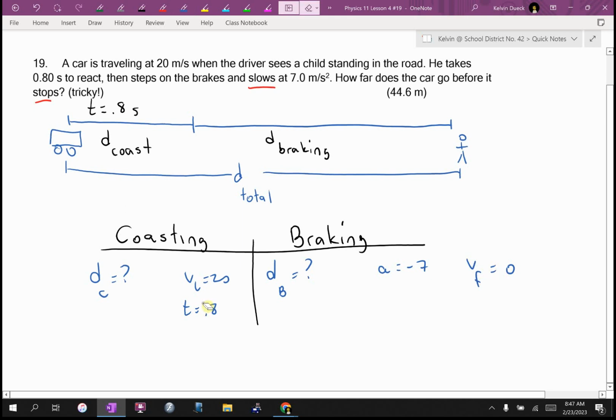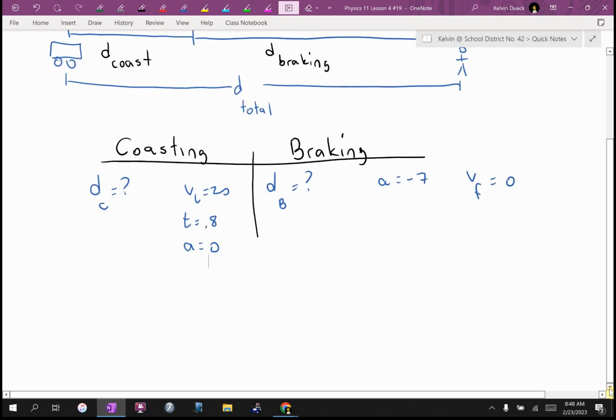How many things do I know in the coasting column? 2. I need 3 to find the 4th. How many things do I know in the braking column? 2. I need 3 to find the 4th. Well, there's one more thing. While I'm coasting, I'm not speeding up. I'm not slowing down. I'm on cruise control, let's say. Before I hit the brakes, I'm not accelerating. A is 0. Now I have 3 things, and I can find the 4th.